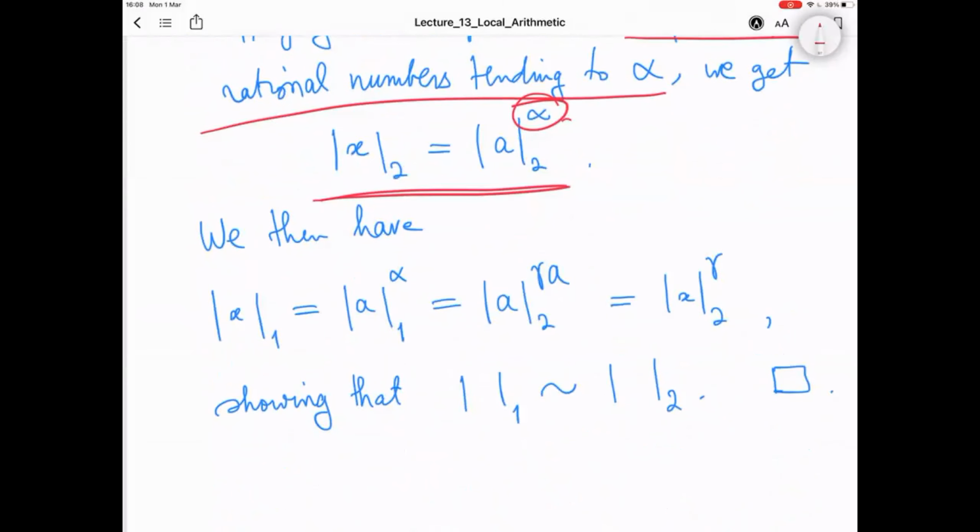But then what do we have? This is for all x in K.